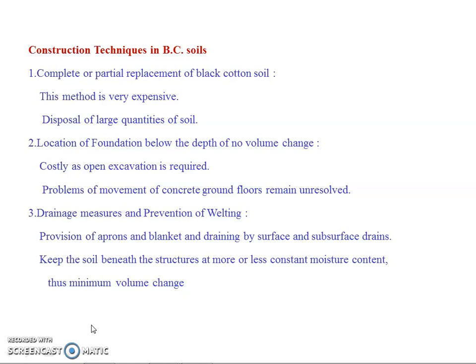Second method, location of foundation below the depth of no volume change. So we can construct our foundation at the depth where the volume of soil cannot change, which means it can't shrink or expand. The third method is drainage measures and prevention of wilting. In this method our drainage of soil should be proper and there should be prevention of wilting.